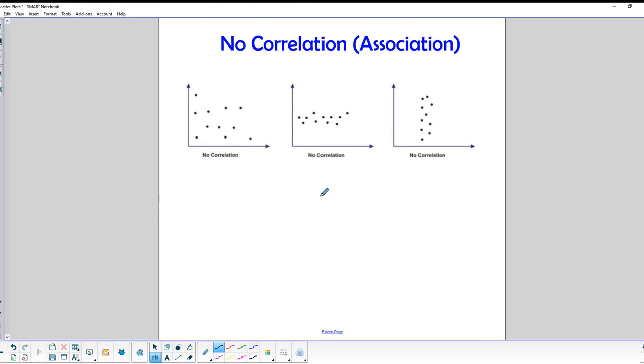All right, so in some cases, when you plot some data, there's no real pattern or rhyme or reason about it, like in these 3 cases. These are all considered to be no correlation cases, where the data doesn't appear to be showing any correlation between the 2 types of data.